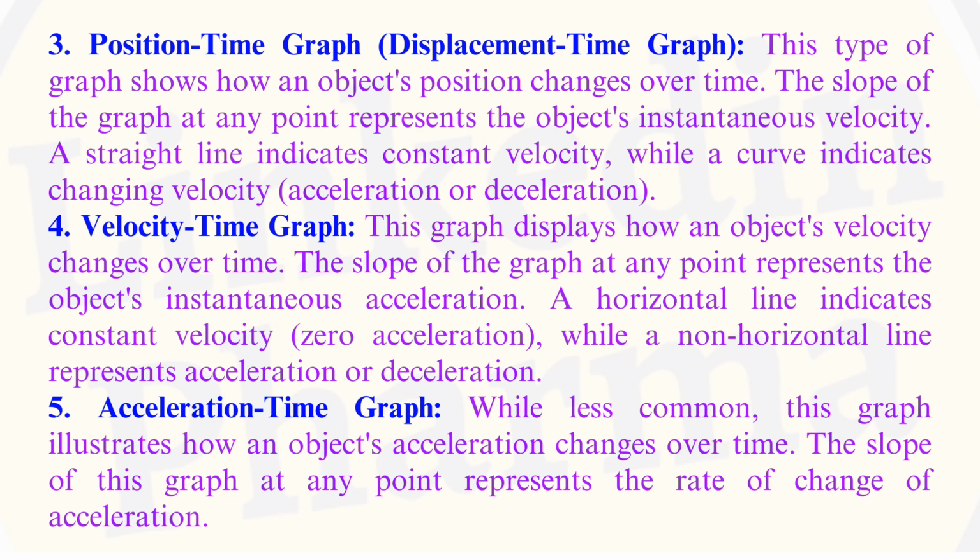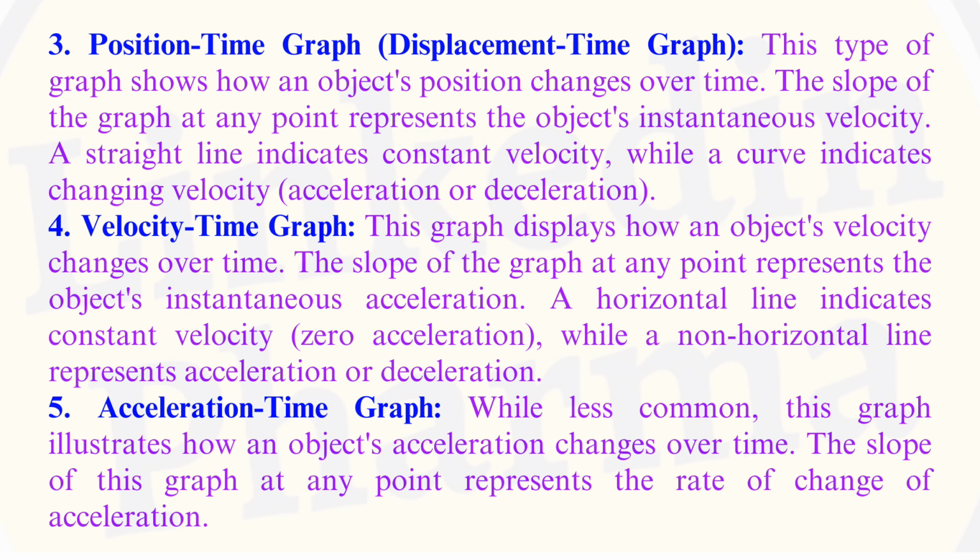4. Velocity time graph. This graph displays how an object's velocity changes over time. The slope of the graph at any point represents the object's instantaneous acceleration. A horizontal line indicates constant velocity, zero acceleration, while a non-horizontal line represents acceleration or deceleration. 5. Acceleration time graph. While less common, this graph illustrates how an object's acceleration changes over time. The slope of this graph at any point represents the rate of change of acceleration.